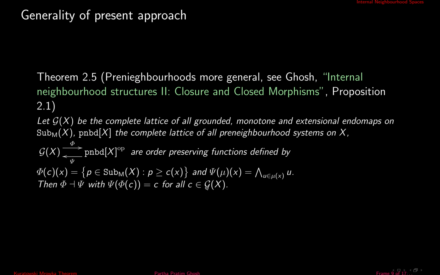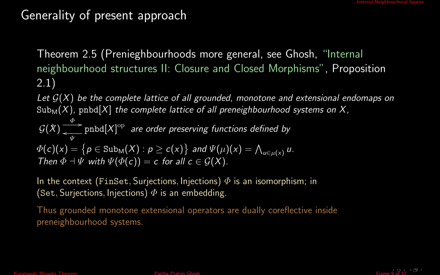It turns out that the map phi is a left adjoint of the map psi and is a right inverse of psi. So Gx is actually sitting inside the dual lattice of the pre-neighborhoods on X in a co-reflective way. In case of finite sets, this map phi is an isomorphism. But the presence of discrete Hausdorff spaces shows that in case of sets, it is not an isomorphism, and it's in general an embedding. So we can see that grounded monotone extensional endomaps are dually co-reflectively inside pre-neighborhoods, and hence in this sense we can think of pre-neighborhoods being much more general than closure operators, which are also special cases of grounded monotone extensional endomaps.